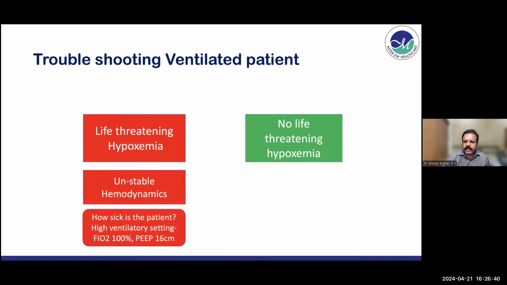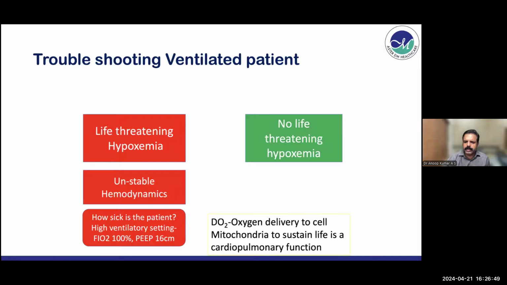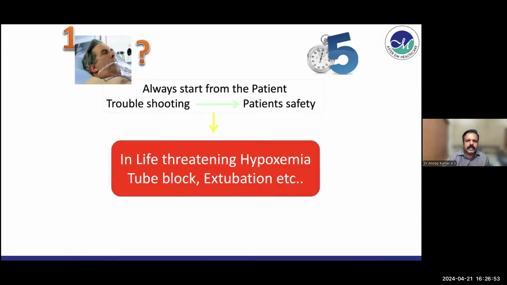So at a 60% FiO2, high PEEP, that also means there is a high ventilatory requirement. Such patients can go for life-threatening issues immediately, so you should give extra care for such patients. Now coming to the first thing, assessing such patients, like a 5 minutes challenge.